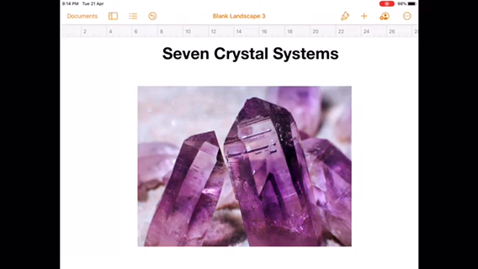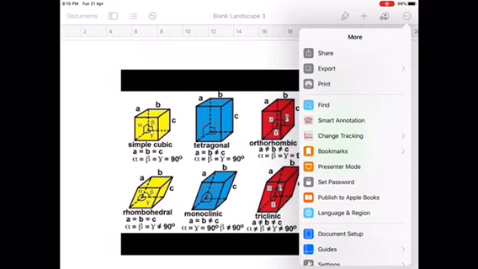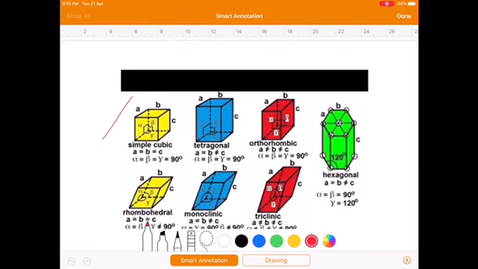Today we are going to see the 7 crystal systems. Crystal systems occur as a result of the variations in the parameters of the primitive unit cell and their possible centered variations. Let's see the 7 crystal systems in detail. First, the simple cubic crystal system.